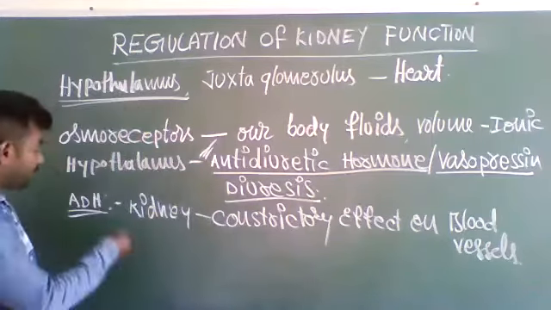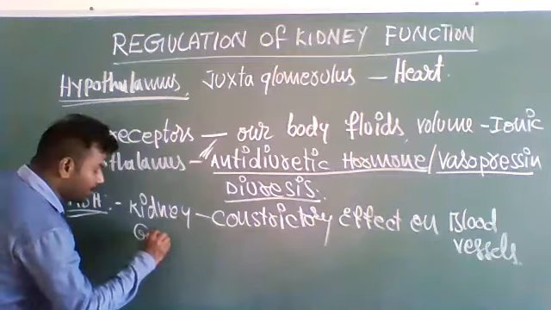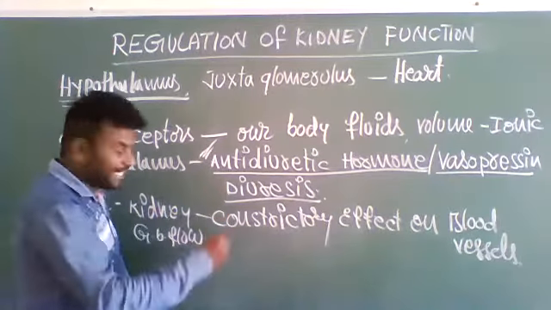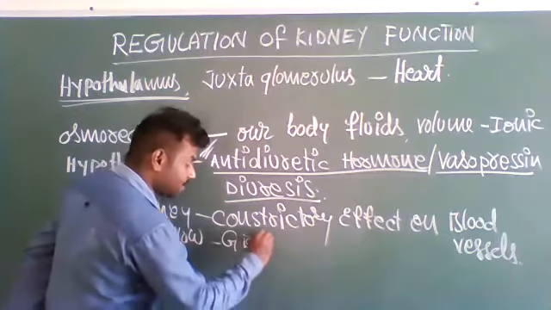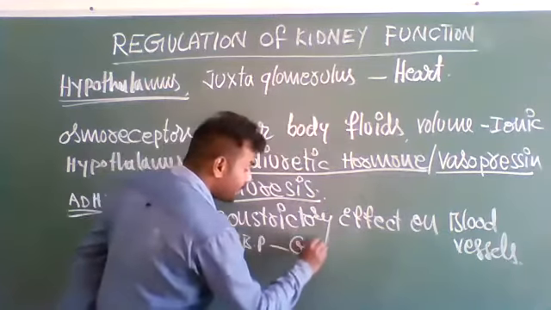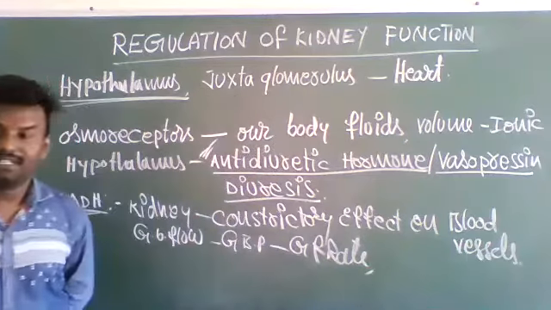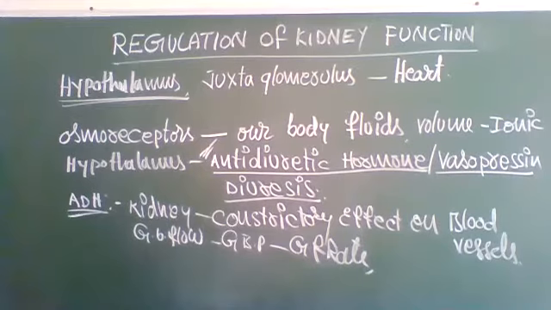Then what happens when the blood vessels come closer? Glomerular blood flow is increased, then glomerular blood pressure is increased, thereby increasing the glomerular filtration rate. In such a way, this hormone plays a major role.